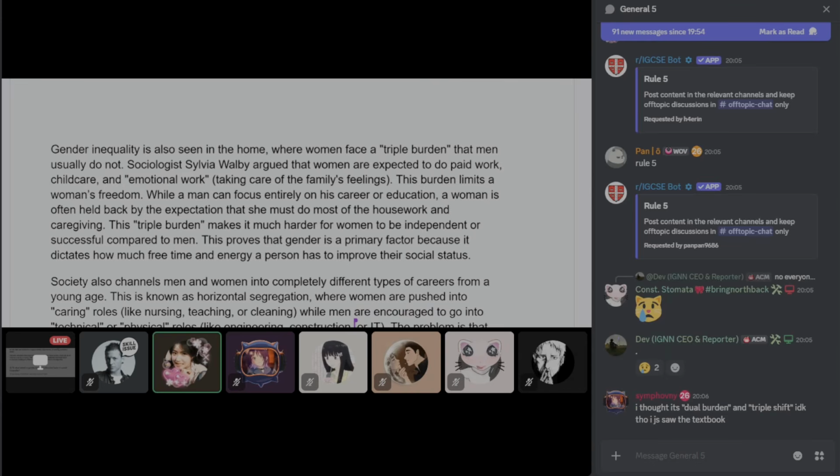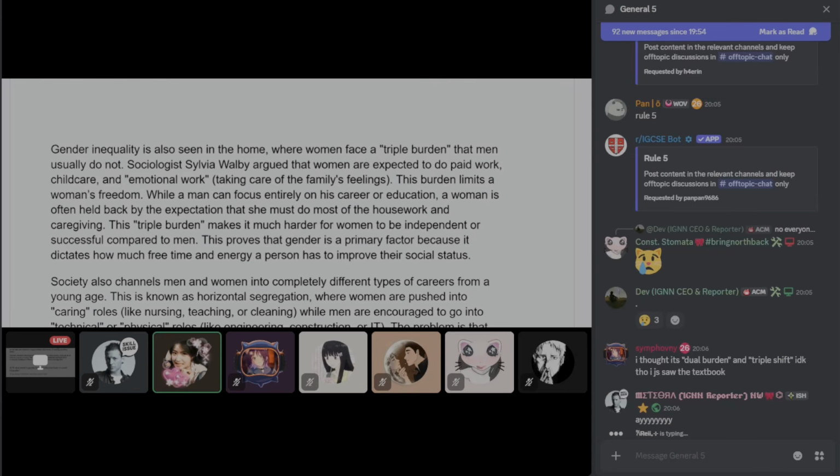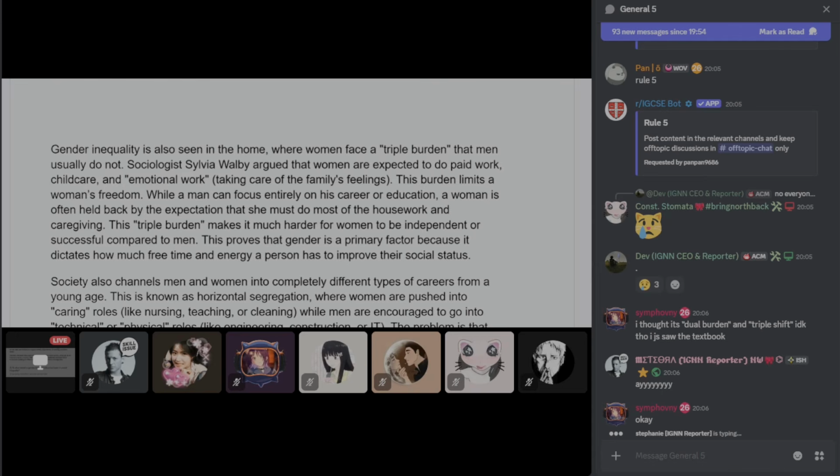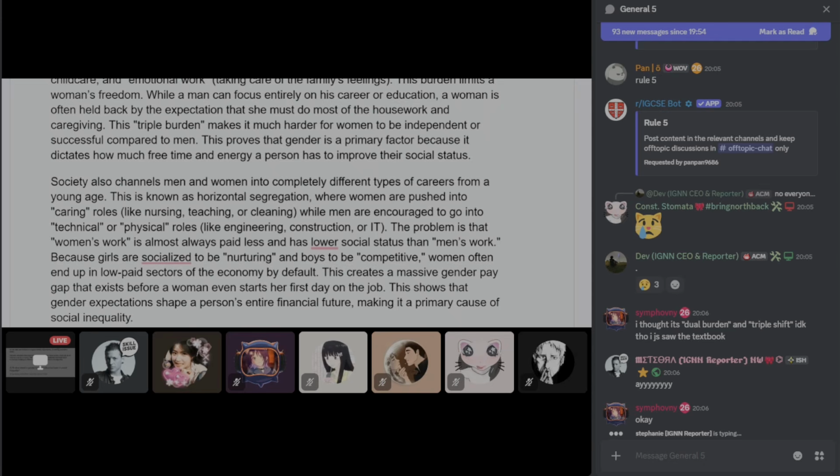Is there any question about this? I said triple burden here because it's paid work, childcare, and emotional work. Okay, so if not, let's go to the last.